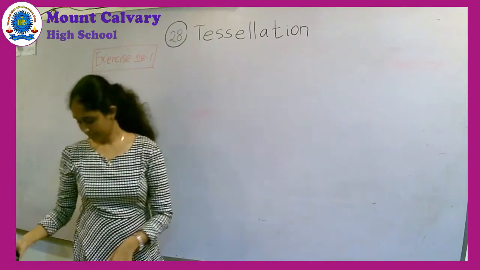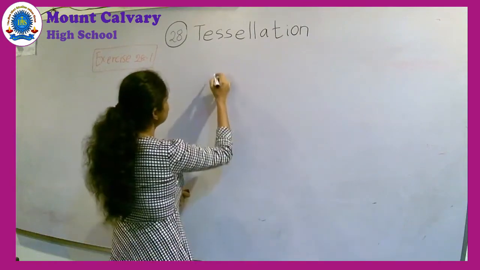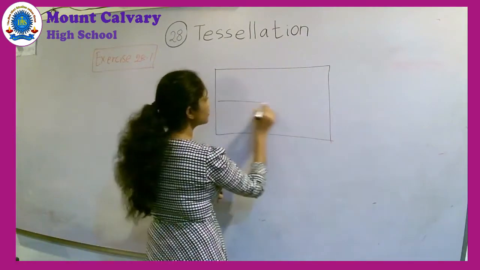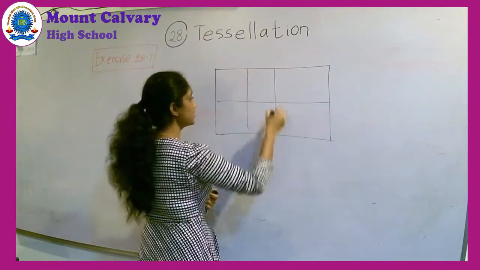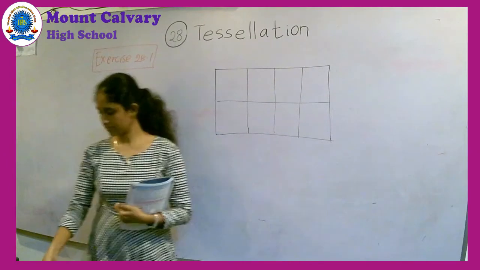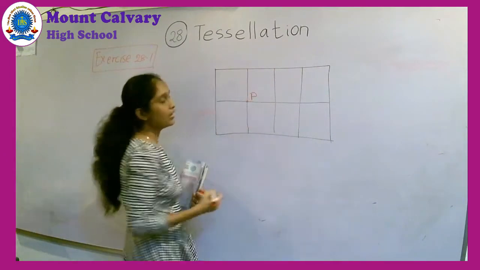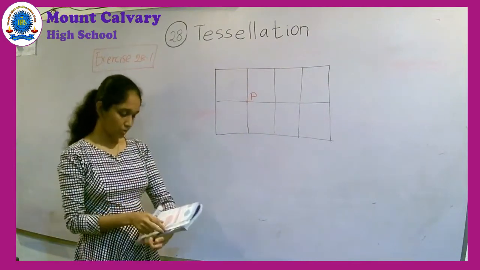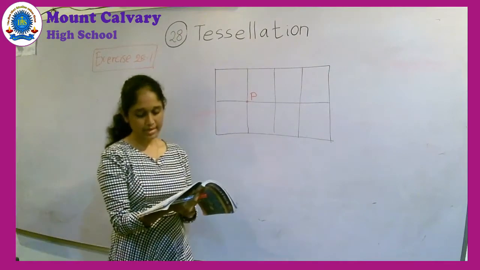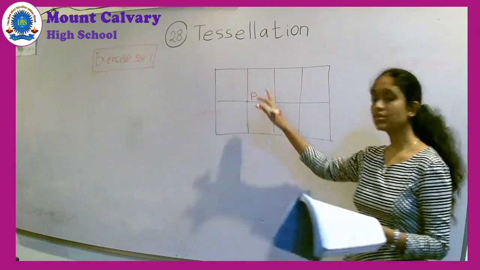Right? That is another important point. Let's see what that is. The figure given in your book is this one. Right, this is the figure. The figure shows a tessellation that has been created using squares. Is it true? Yes, there are squares.